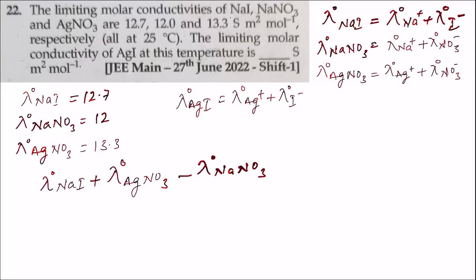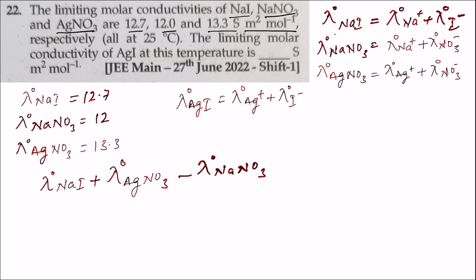The limiting molar conductivities of sodium iodide, sodium nitrate and silver nitrate are 12.7, 12 and 13.3 per ohm meter square per mole respectively, all at 25 degrees centigrade. The limiting molar conductivity of silver iodide at this temperature is dash per ohm meter square per mole.